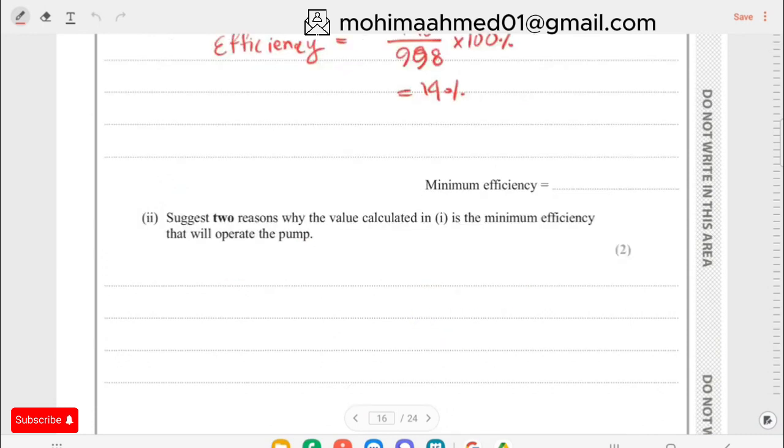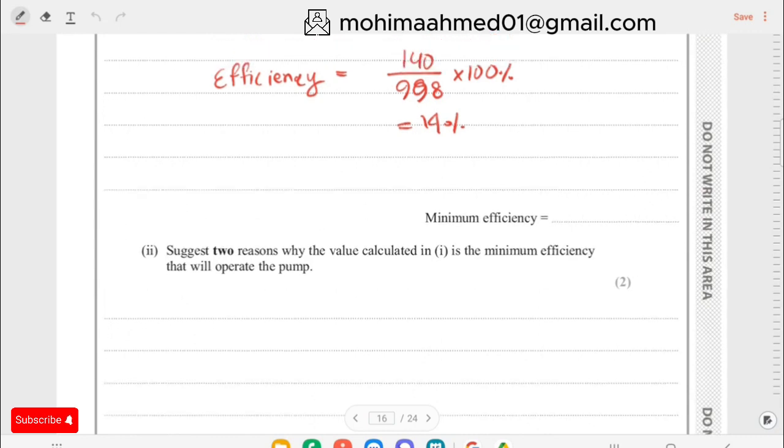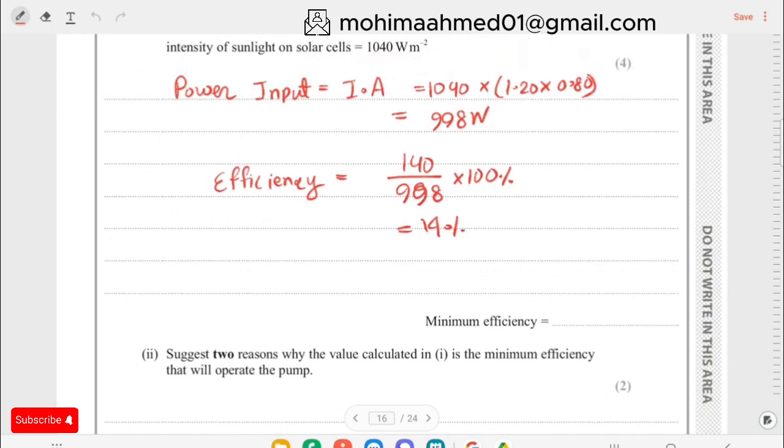Now for section 2, suggest two reasons why the value calculated in 1 is the minimum efficiency that will operate the pump. It indicates why, out of the entire 998 watt, only 140 watt is the minimum requirement to run the entire pump, right? That's because not all of the sunlight is incident on the solar panel at 90 degrees. Some of the sunlight can be blocked due to clouds or rain or fog or any kind of weather problems. Another thing, the pump itself may not be 100% efficient, right? We cannot blame the weather or sunlight for it.